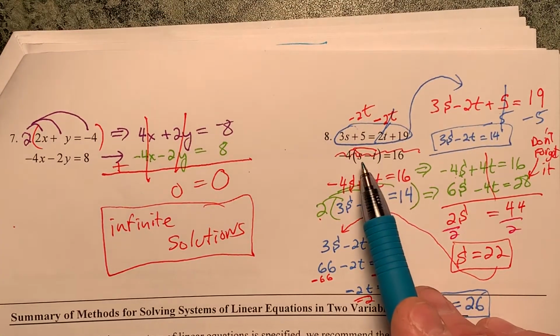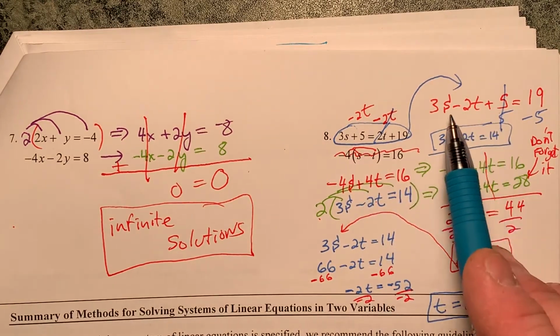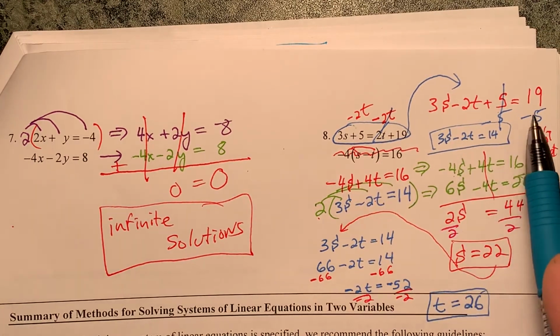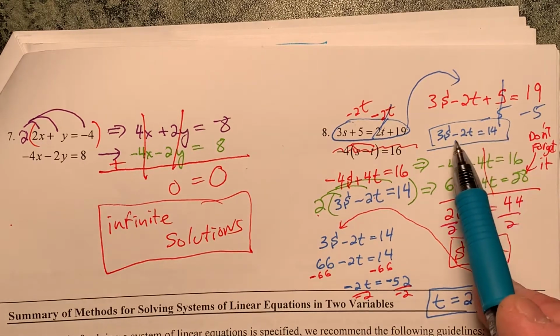This one, what did we do to this one? Oh, we had to rearrange stuff. They had the 5 on the wrong side. We had to move that over. They had the 2t on the wrong side. We had to move that over. So we moved stuff around to get this new equation.